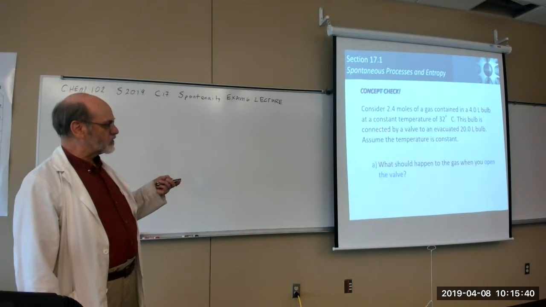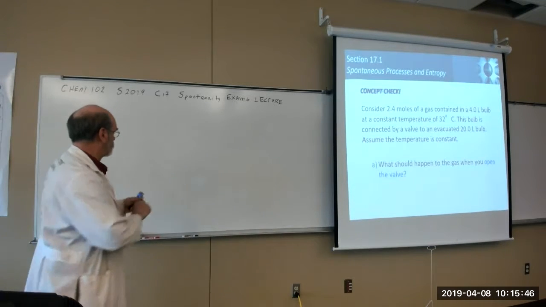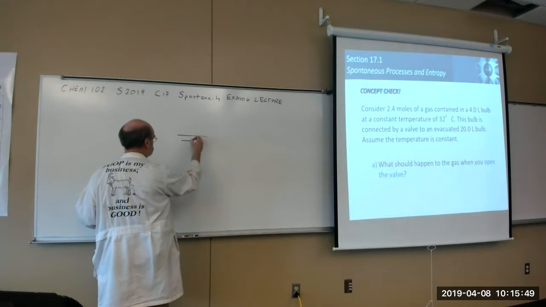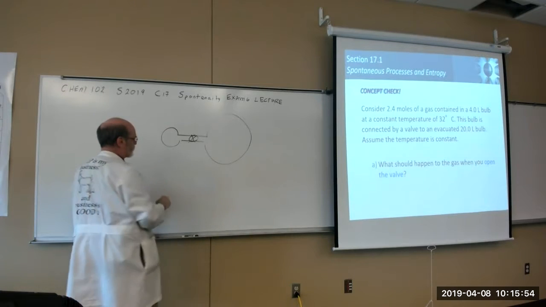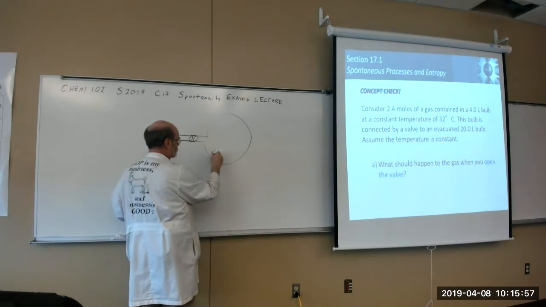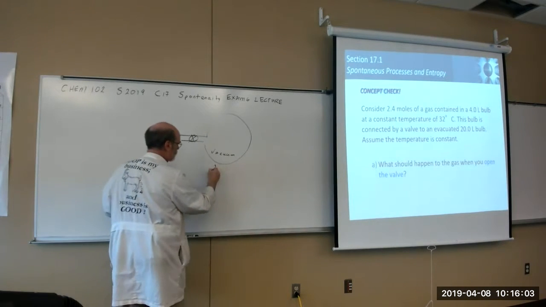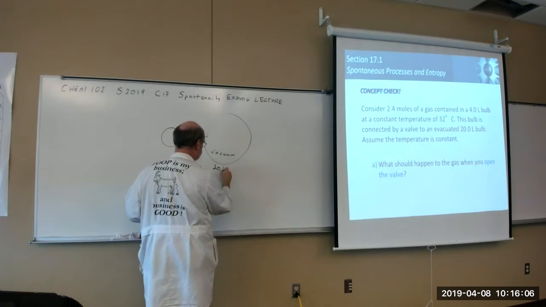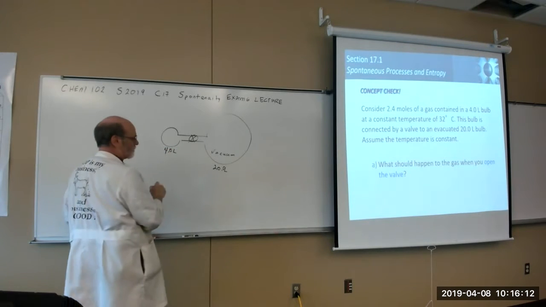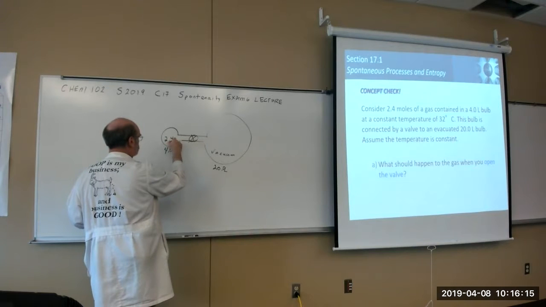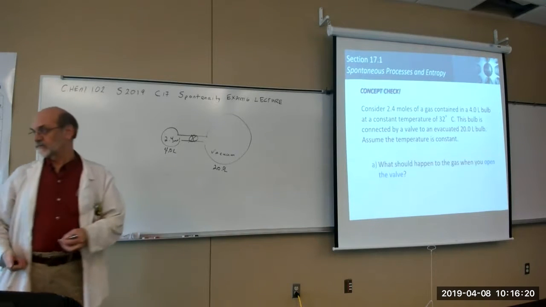And the bulb is connected by a valve to an evacuated bulb, right? So you have those two, like that with your valve, and then you have this big one here, and you have this little one here. This is the one with the gas in it. This is a vacuum. Well, might as well be consistent. 20 liter volume, and this one's 4 liters, and it has 2.4 moles in it. Just to check ourselves, what we're going to do is open the valve.